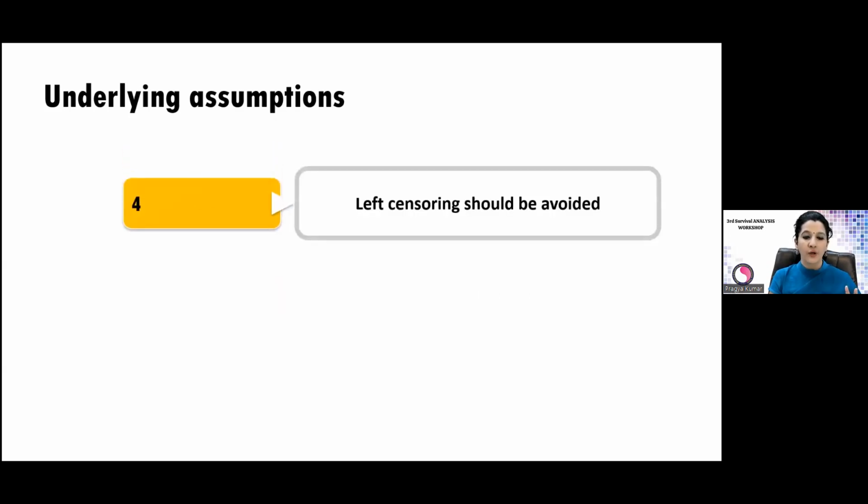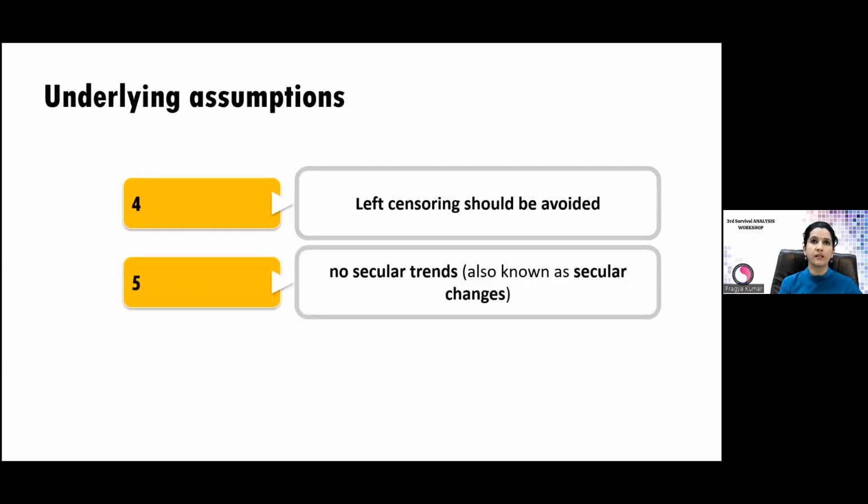The next is that left censoring should be avoided. So how can you avoid left censoring? In this case, since it is breastfeeding, by frequently calling them, or maybe if you have some technique where you can have real-time data, left censoring can be avoided. And you assume that there is very minimal or no left censoring. Another concept is the secular trends, or there should be no secular changes. I'll explain that in detail.